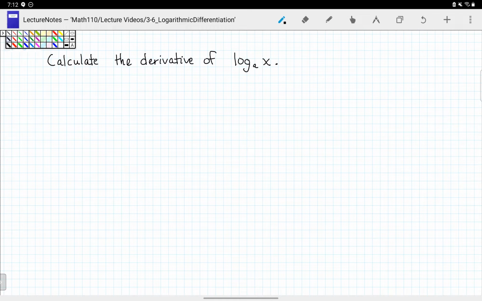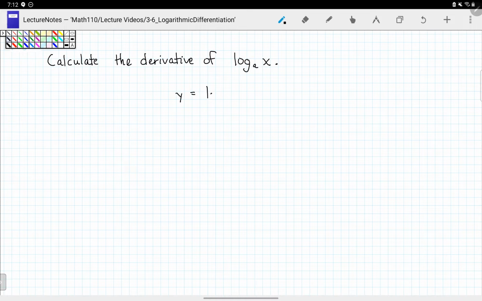We're going to calculate the derivative of the logarithm here. And the way we're going to do it is with implicit differentiation, which we've seen before gives us access to finding derivatives of inverse functions. And since the logarithm is the inverse of the exponential base a, we can use implicit differentiation to calculate the derivative that way.